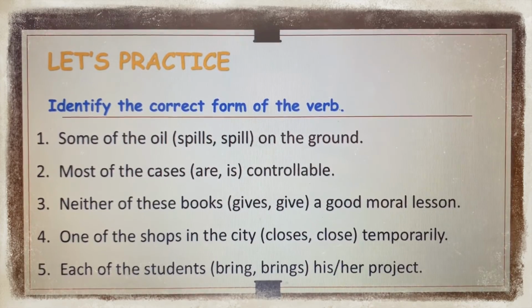Number two, most of the cases are is controllable. So we have most here, the same thing, check the of phrase, especially the number of the object of the preposition, cases, it's plural. So therefore, you take the plural form of the verb are. Most are. Number three, neither of these books give a good moral lesson.